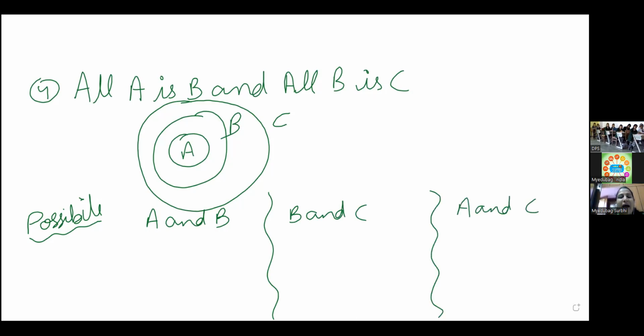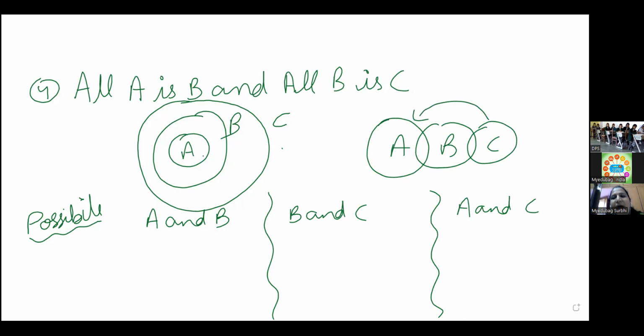Now you'll say, ma'am, as there is no direct connection between A and C given, why are you writing A and C, right? I am writing A and C because A is contained in C. If the statement is A, B, and C, here no direct connection is given, right? You can't see any overlapping between A and C. But in the statement of all, there is overlapping between A and C. That's why I'm writing a connection between A and C.